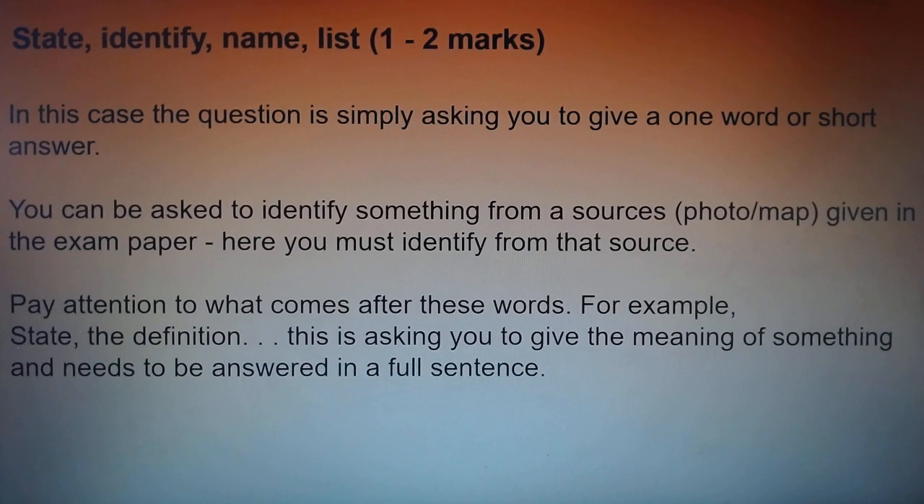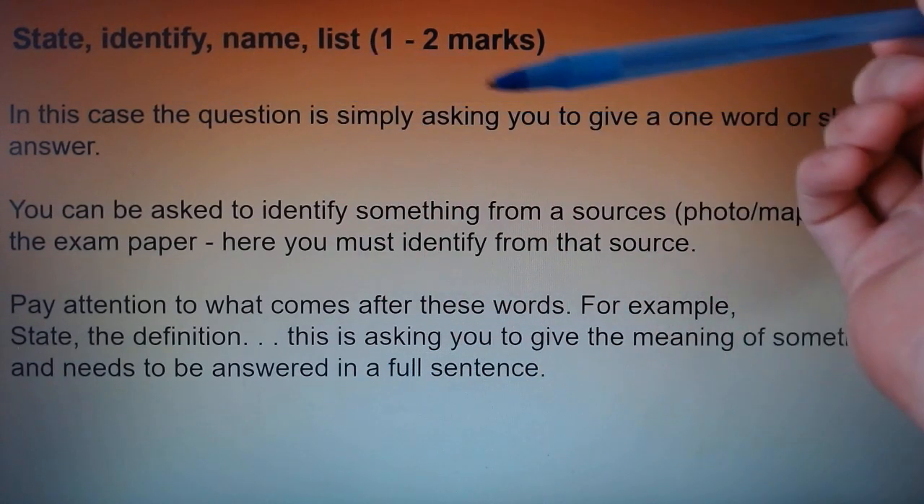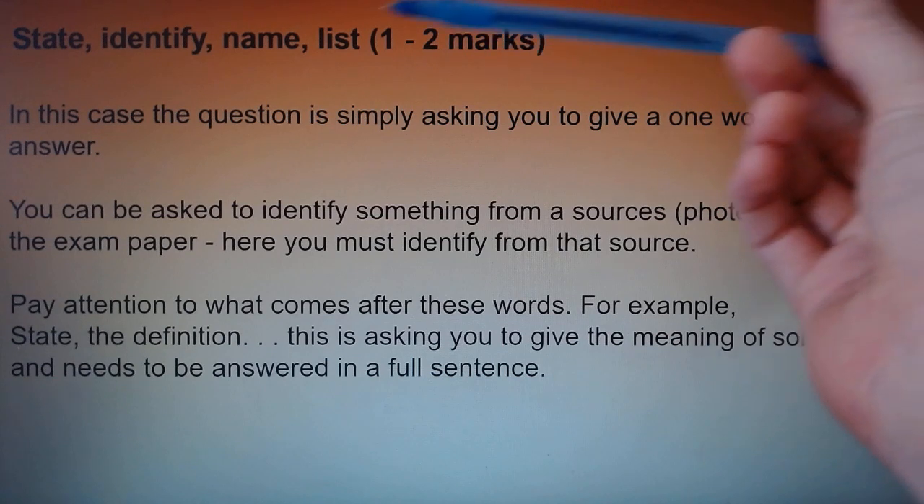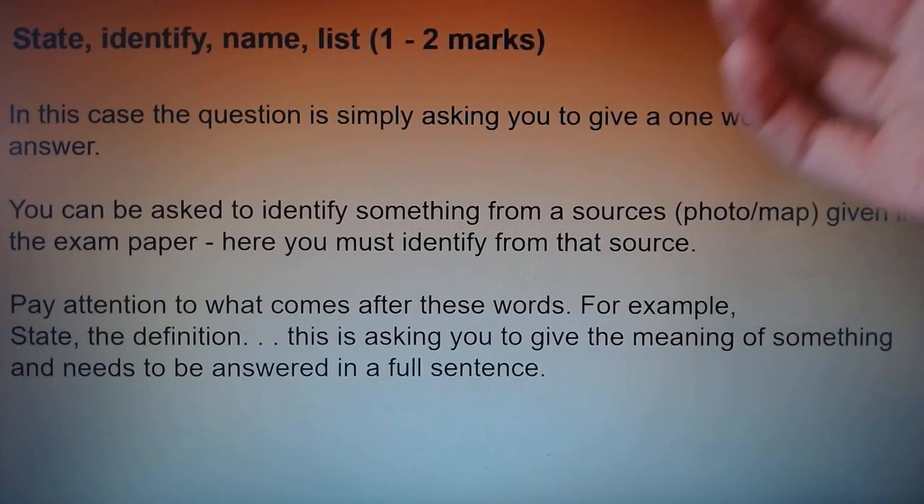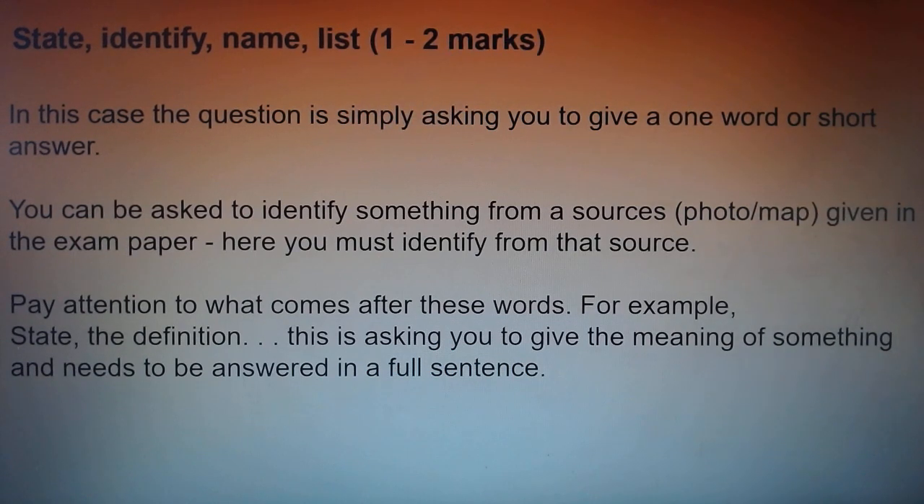Okay, so a lot of kids are confused about this. The first and lowest skill command words are state, identify, name, and list. There'll only be 1 or 2 mark questions. You may have a list question that goes into 3 things, and you have to list 3 things. In this case, the question is simply asking you to give a 1-word or short answer.